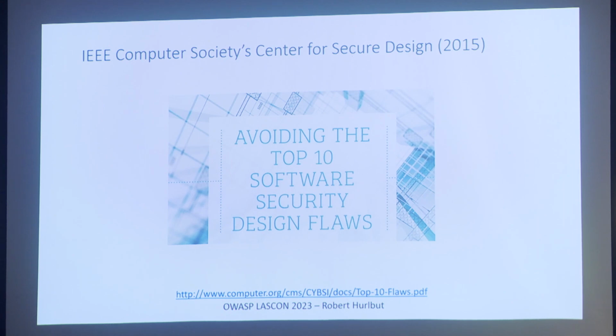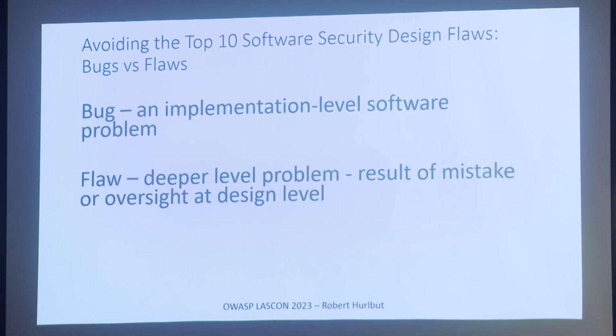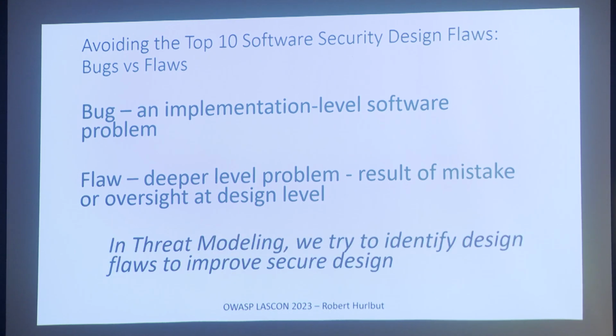Now, I like to go back to this document that came out in 2015. It's not specifically focused on threat modeling, but I do like some of the things that it brought out. The difference between a bug and a flaw. A bug is an implementation-level software problem. A flaw, on the other hand, is a deeper-level problem, usually a mistake or an oversight at the design level. And in threat modeling, that's really what we're focused on.